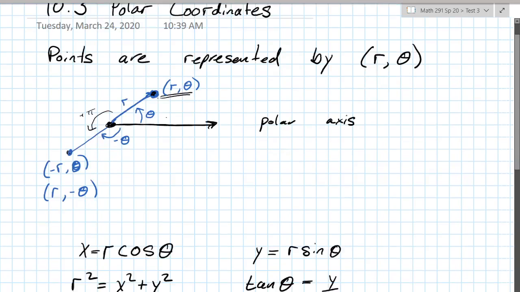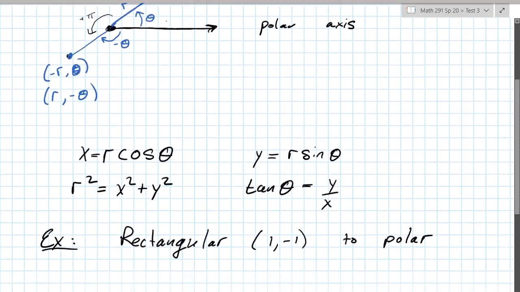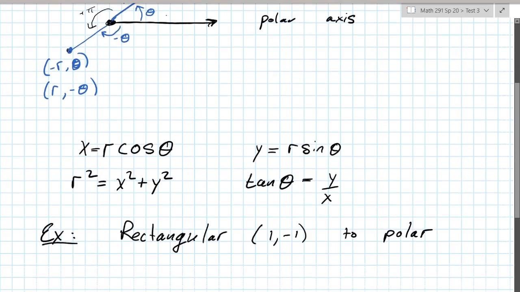A couple of formulas that we need to remember when dealing with converting from polar to rectangular and rectangular to polar: x equals r cosine theta, y equals r sine theta, the Pythagorean theorem, r squared equals x squared plus y squared, and then the tangent of theta equals y over x. And if you want, you can rearrange this to say theta is equal to the arctan of y over x.